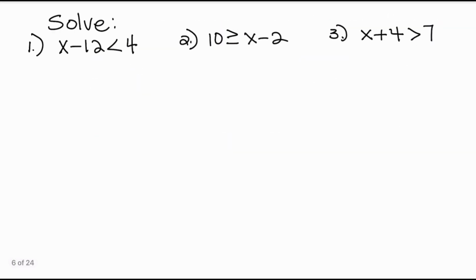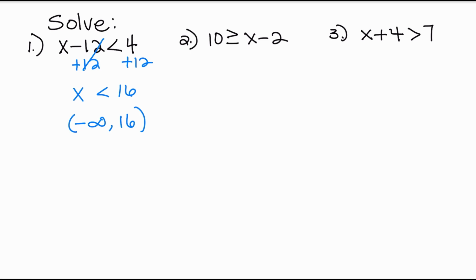In example number 1, we have x minus 12 is less than 4. In order for us to solve for x, we're going to add 12 to both sides. When you are adding or subtracting, the inequality does not get affected at all. So here x is less than 16. This means that I'm basically coming from negative infinity and I'm stopping at 16. It's going to be a parentheses because it is not or equal to.